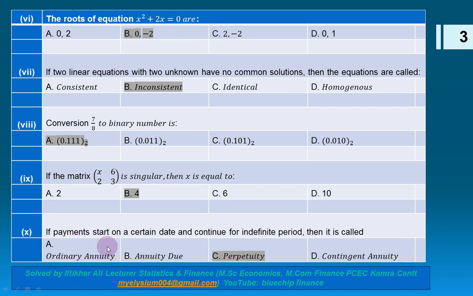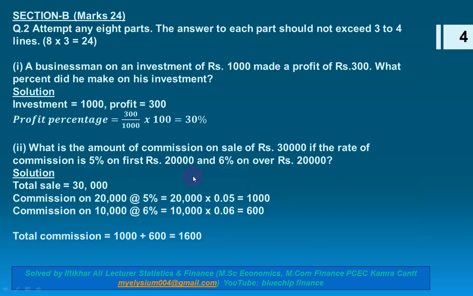If payments start on a certain date and continue for an indefinite period, then it is called, correct option is perpetuity. Now we move to the next question, that is question number 2, short questions.